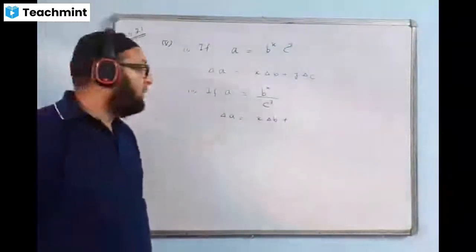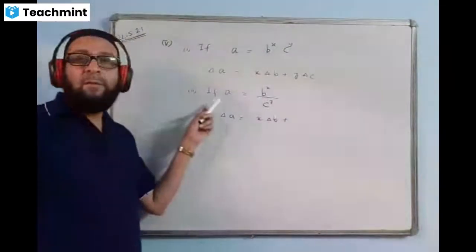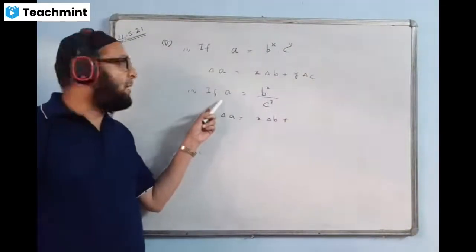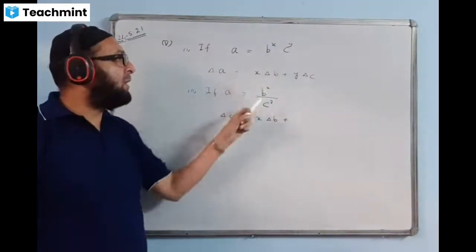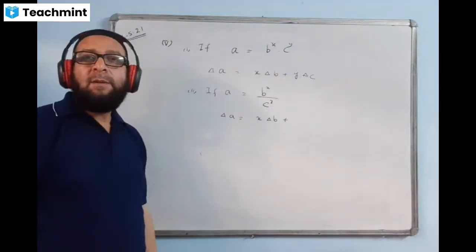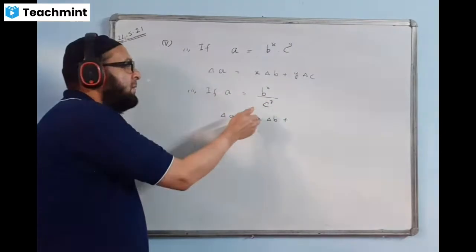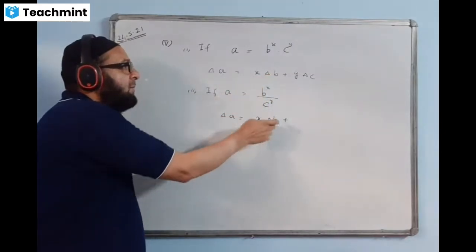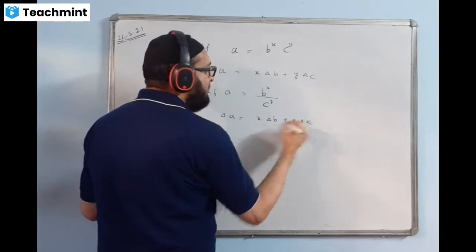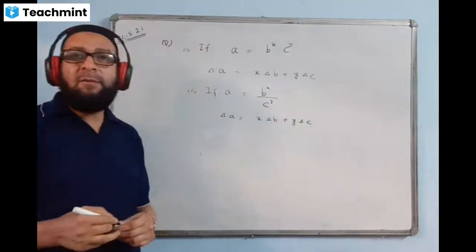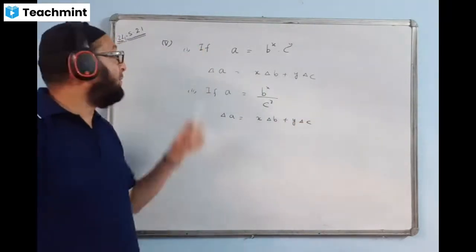So this is called the power rule. Either multiplication or division is in between, but the power always comes in the front. It becomes x delta b plus y delta c. This way it will happen. The power will be coming in the front. That is rule number 5.